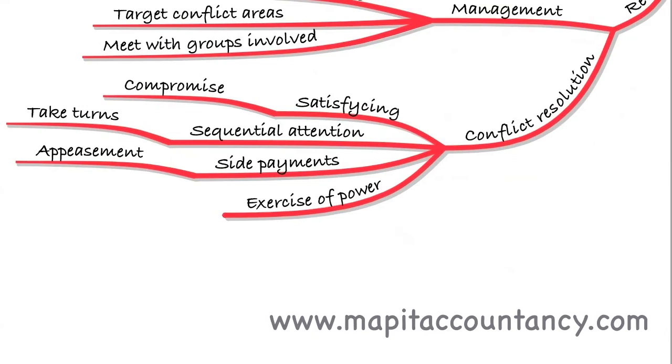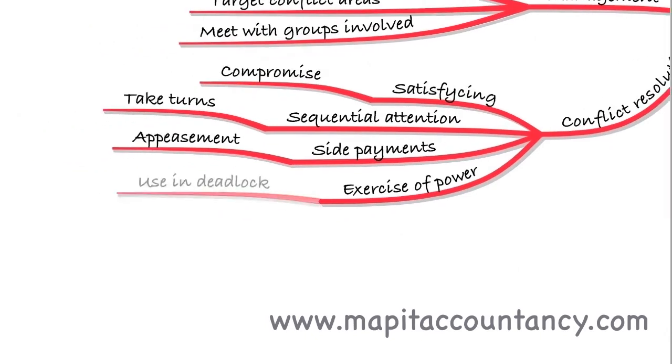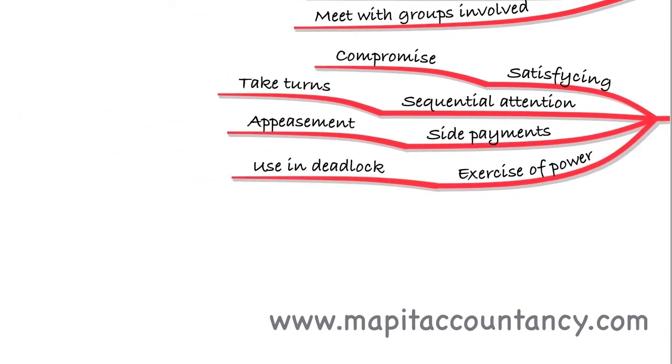Or we could simply exercise our power. So in deadlock, if we simply can't come to a solution with those different stakeholders, well, we'll maybe have to just exercise that power, and we'll just have to say, this is the way we're doing it, and you don't have any choice in that matter. So that's how we're going to deal with the relationship with our stakeholders.